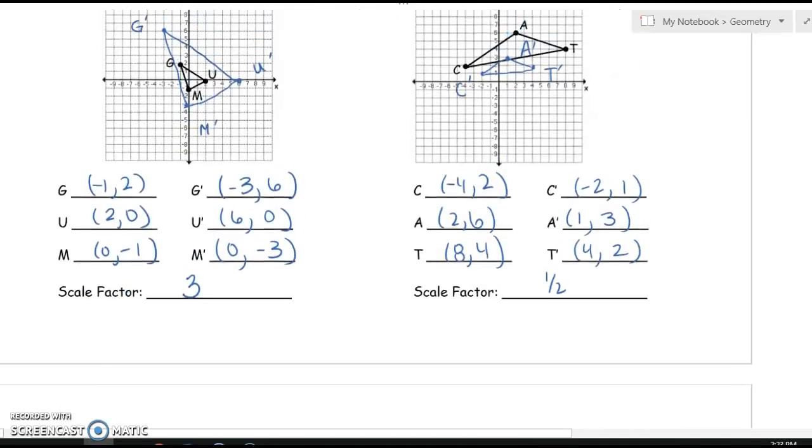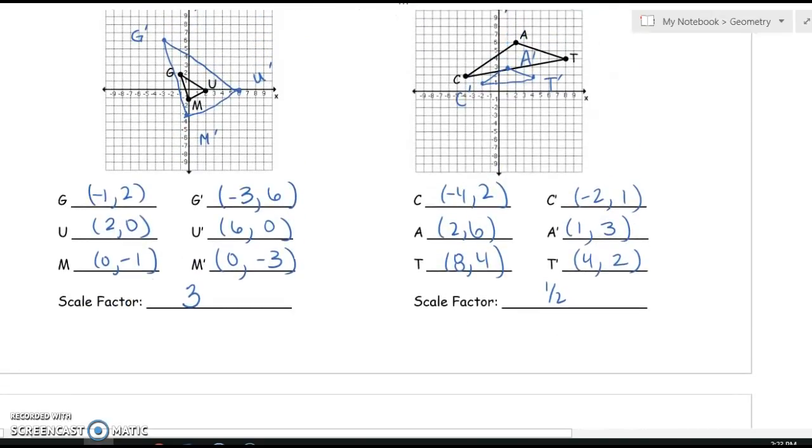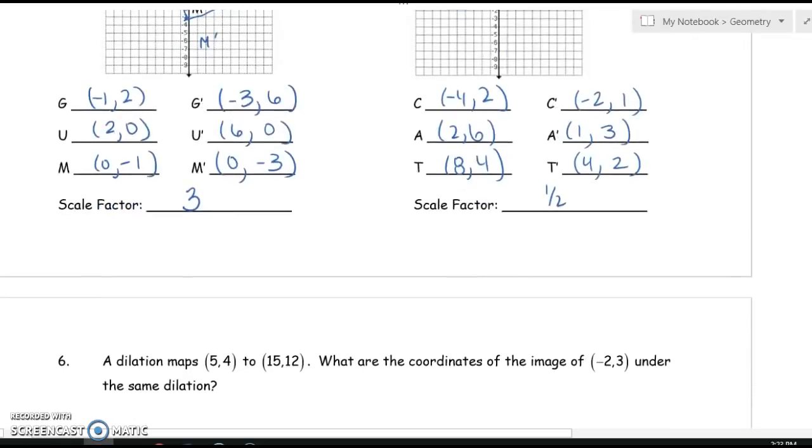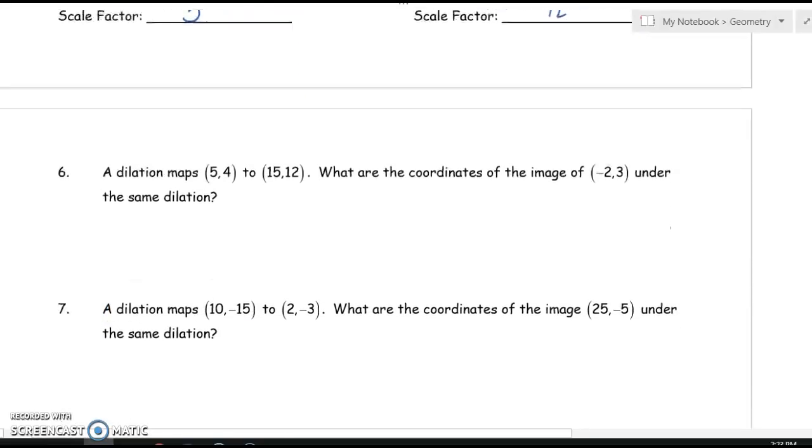Alright, so that's kind of how that works. If it's going too fast in the video, obviously pause it. I'm stuck to a certain time that I have to stick to, and so if you needed to slow down, just pause it.